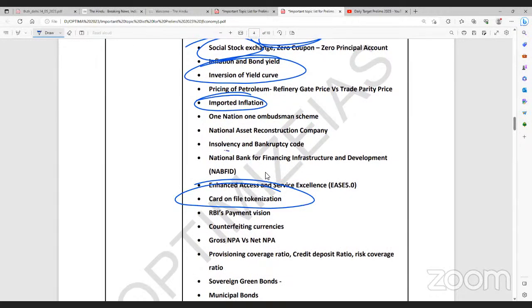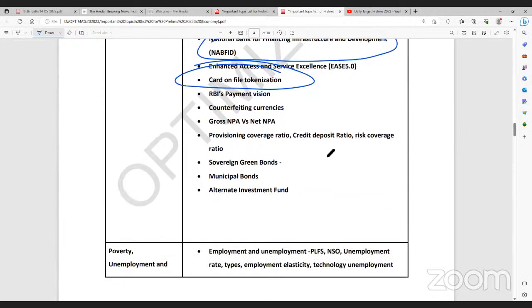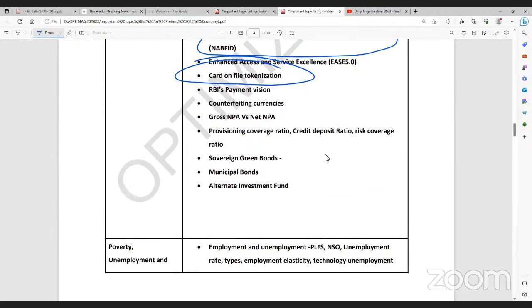National Bank for Financing Infrastructure and Development. Sovereign green bonds. Municipal bonds. So these are the important topics in monetary policy.